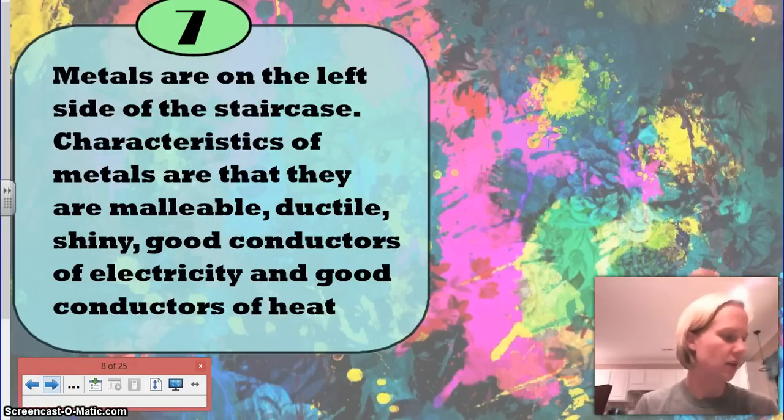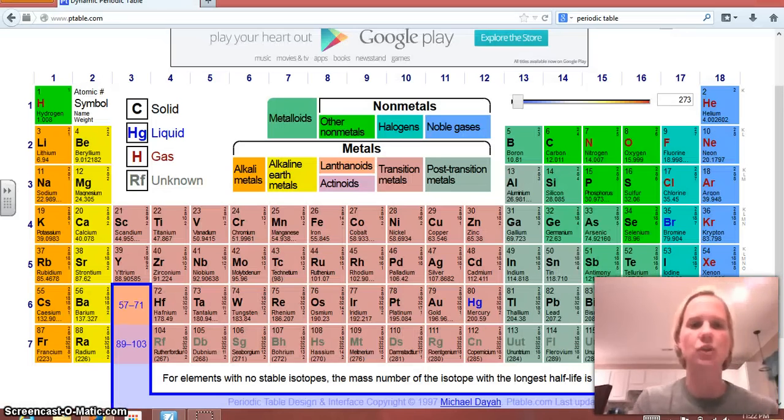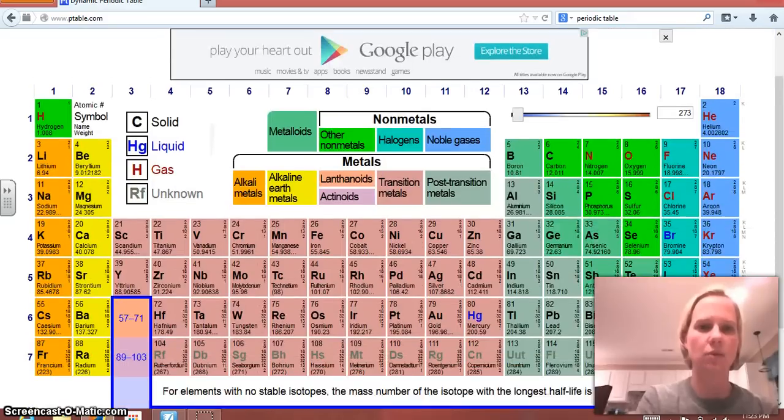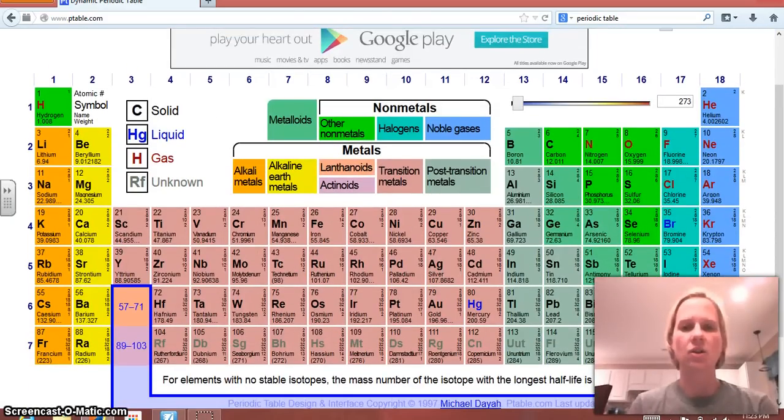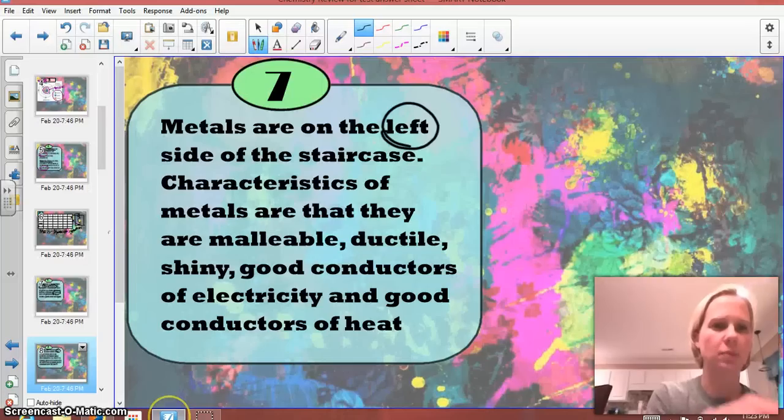All right, number 7 is focused on the definition of metals. Metals are on the left side of the staircase. So I'm actually going to go to the periodic table real quick. If we look at this periodic table, the left side, the pinkish color, the yellowish ones, the orange one to the left, that's the metals.